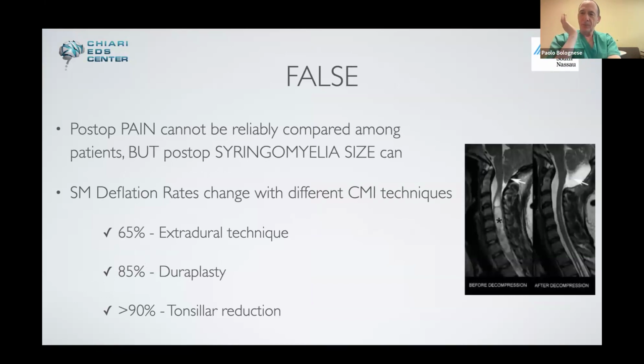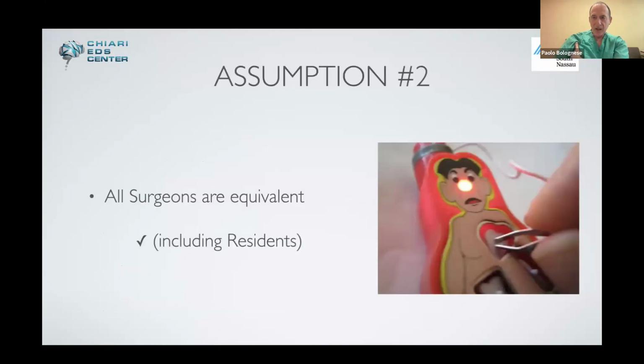You cannot compare what's subjective, but you can compare how a syringomyelia deflates after one type of surgery versus another. And the percentages down there are the national average for the top centers. Extradural techniques do deflate the syrinx, but not to a degree and with an incidence comparable to the more aggressive techniques, which again have a higher incidence of complications.